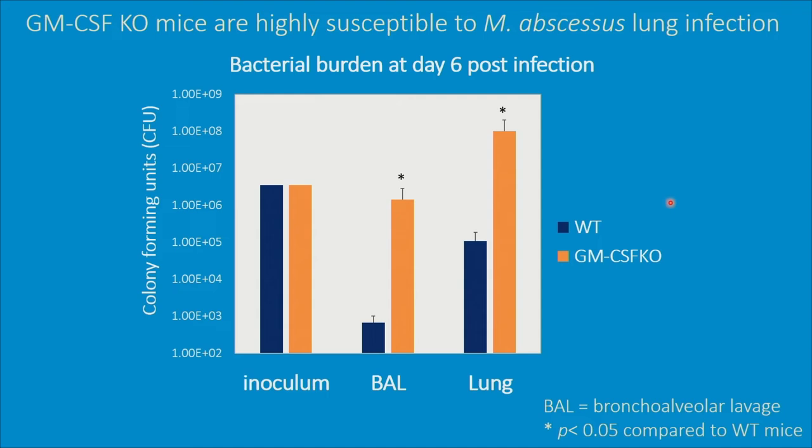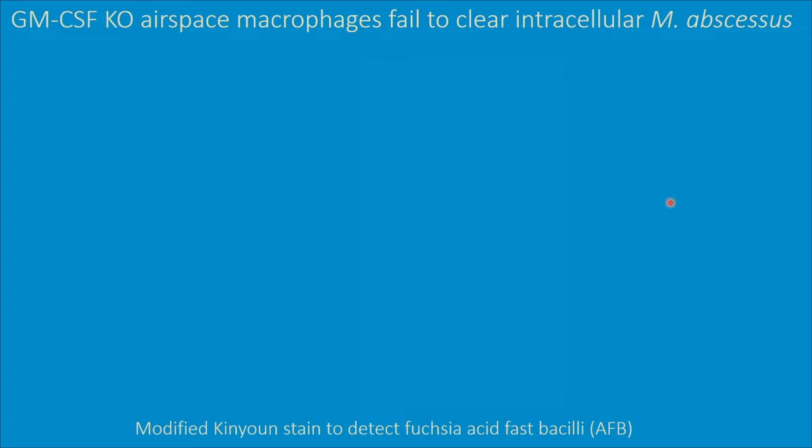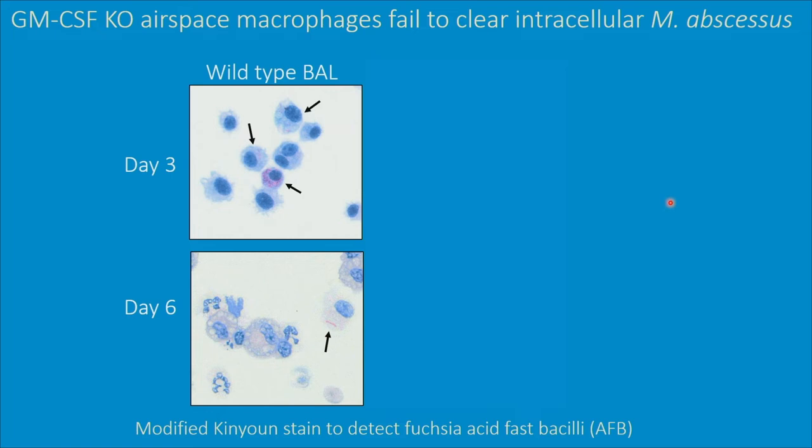So what we were interested in is what's happening with the immune cells, and what's the interaction with the pathogen. So we did BAL on the mice, we took the BAL fluid, we did cytospins, and we stained it with modified Kinyoun stain that detects acid-fast bacilli. So what I'm going to show you first is the wild-type mice. At day three, you can see it's mostly macrophages. There's, again, a modest neutrophilic infiltration. And you can find copious macrophages on the slide that are AFB positive.